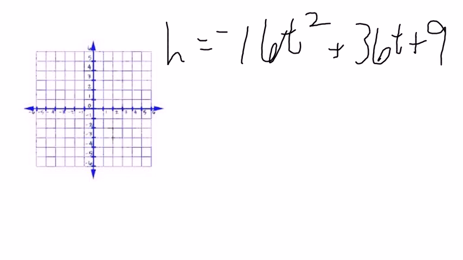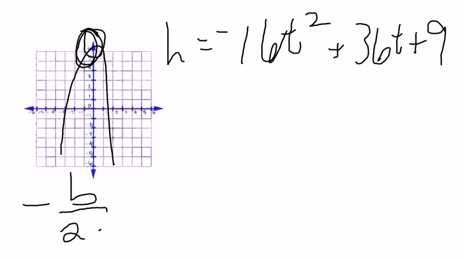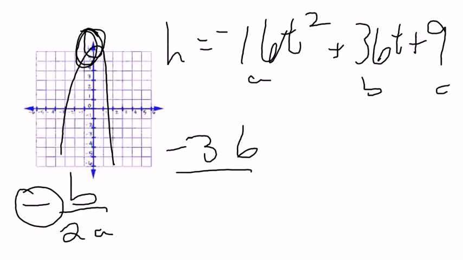That means this thing is going to be a negative 16t squared, so it's going to kind of look like that. It's going to have a maximum, and that maximum is the vertex of the parabola. So remember, the maximum or minimum of any parabola is always going to be negative b over 2a. So in this case, here's a, here's b, here's c. b is going to be 36, so it's minus 36 because it's minus b there, divided by 2a, and a is negative 16.